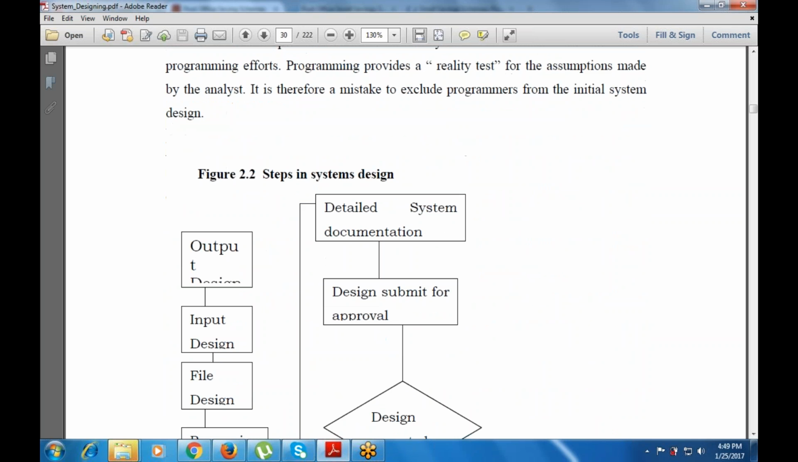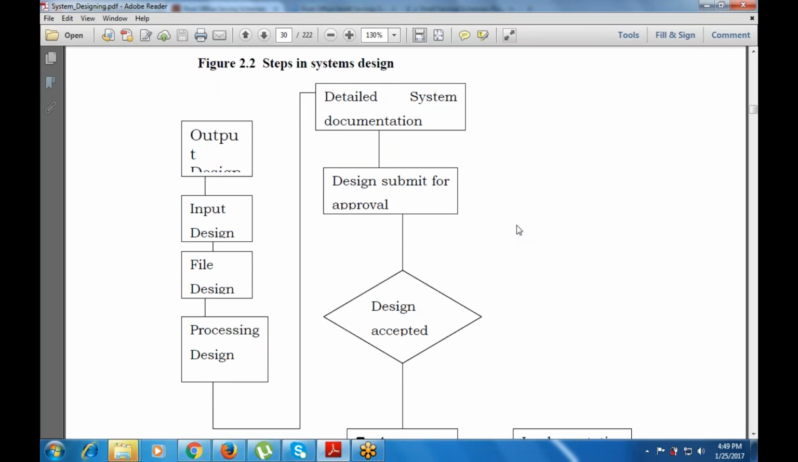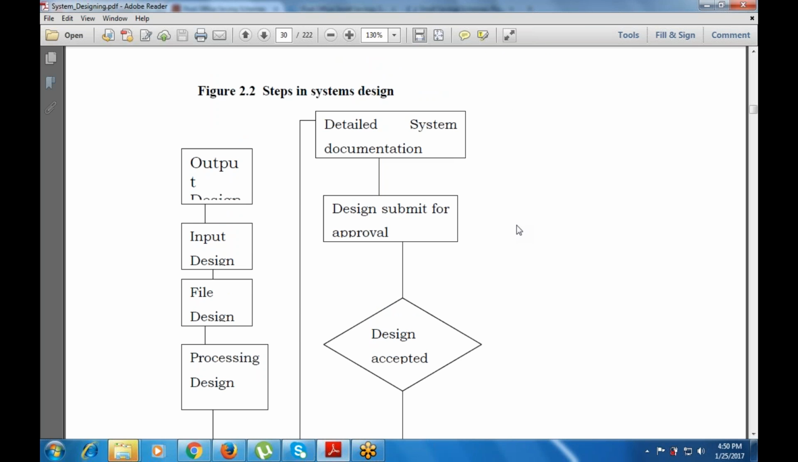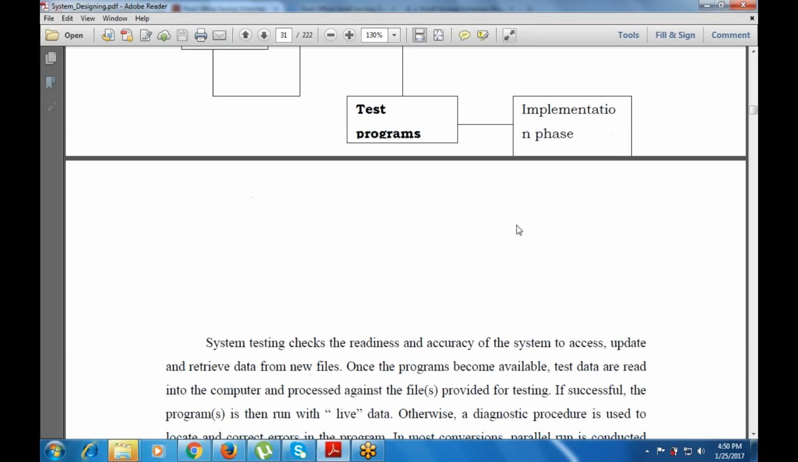Now, what are the various steps in the system design? That is output design, then input design, file design, processing design. So these are the various steps in the system design: output, input, file, processing. Then detailed system documentation, design submitted for approval, design accepted, test program, implementation phase.